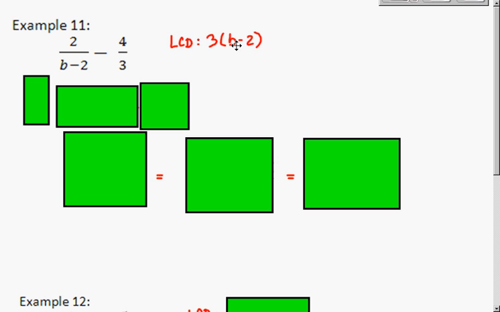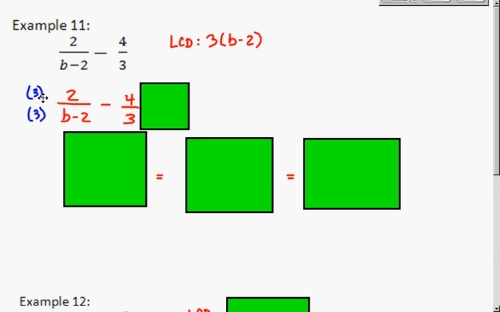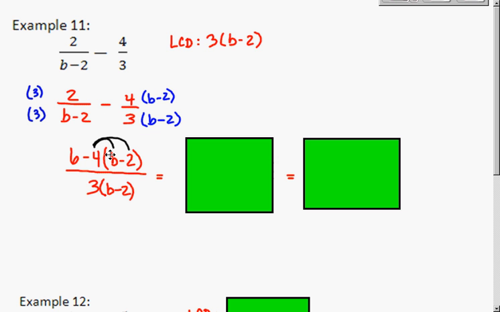Example 11, common denominator 3b minus 2. Here's my original equation. To get 3b minus 2, I need to multiply this fraction here by 3. And the fraction over here, I need to multiply by b minus 2. Now what I did is I went ahead and I rewrote this here. I did my multiplication. 3 times 2 is 6.